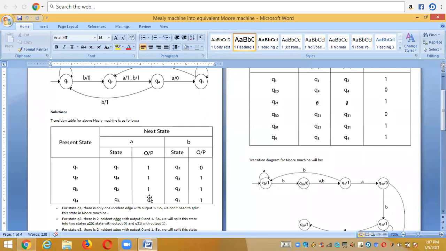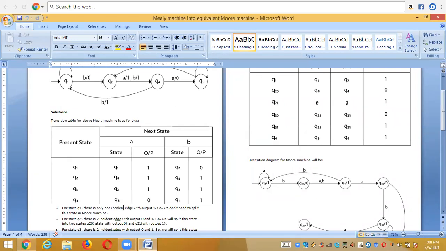And same as you need to check it for the next state, Q3. Here at the input alphabet, for Q3 the output is 0 and here it is 1. So here also we get different outputs. Different outputs means for the state Q3, there are two incident edges with the outputs 0 and 1. So we need to split this state into two states, Q3 0 for the output 0 and Q3 1 for the output 1. So Q3 is also completed.